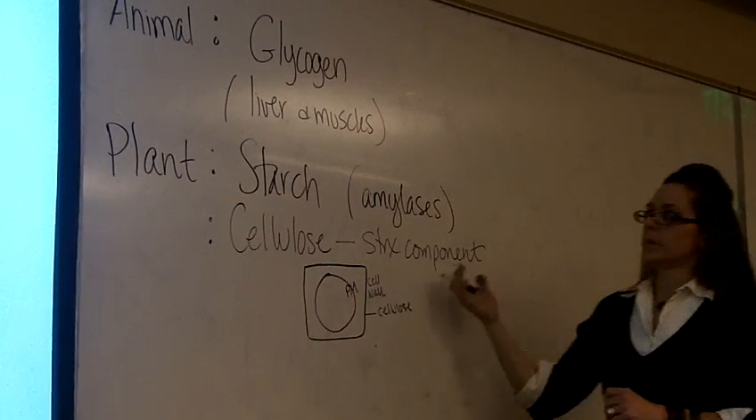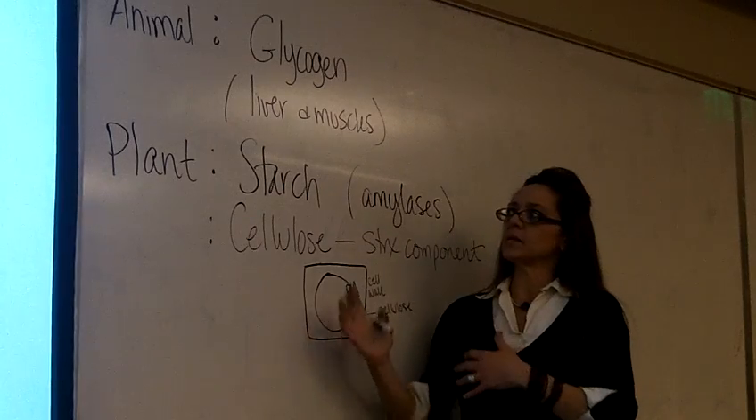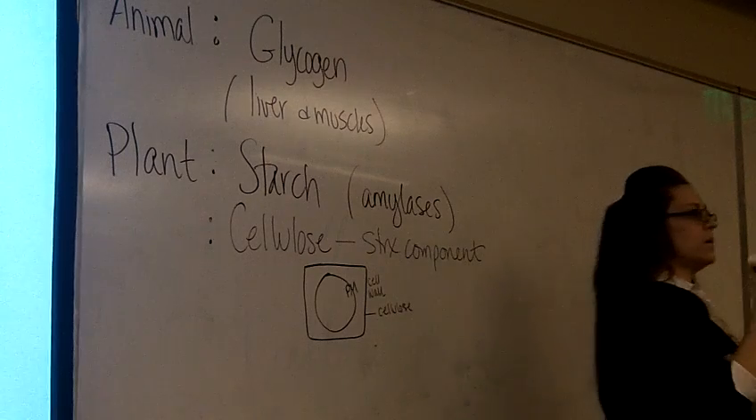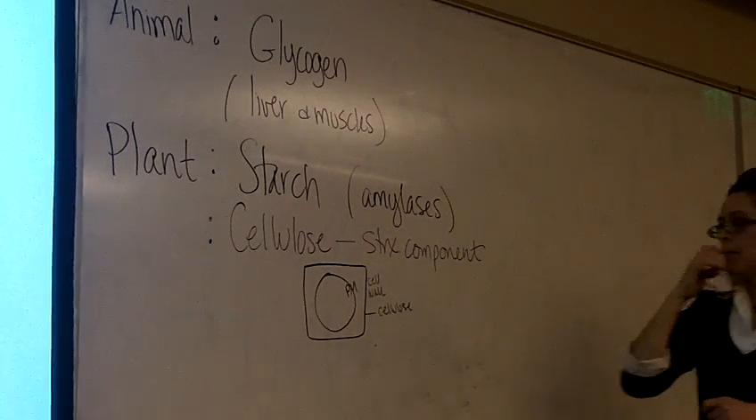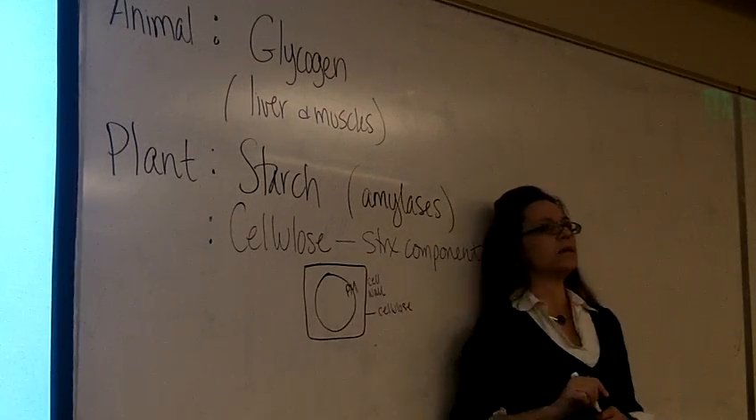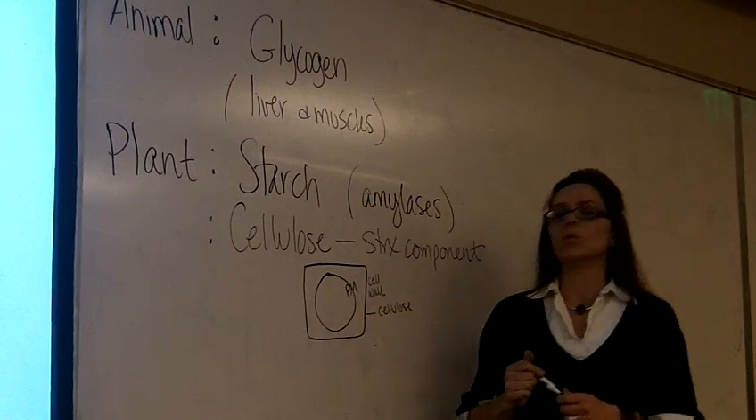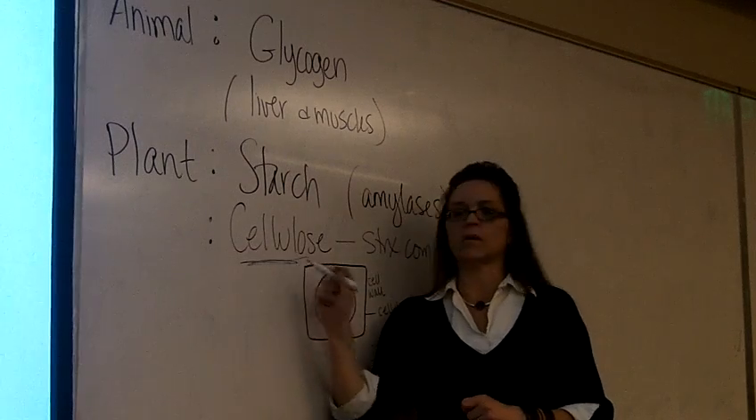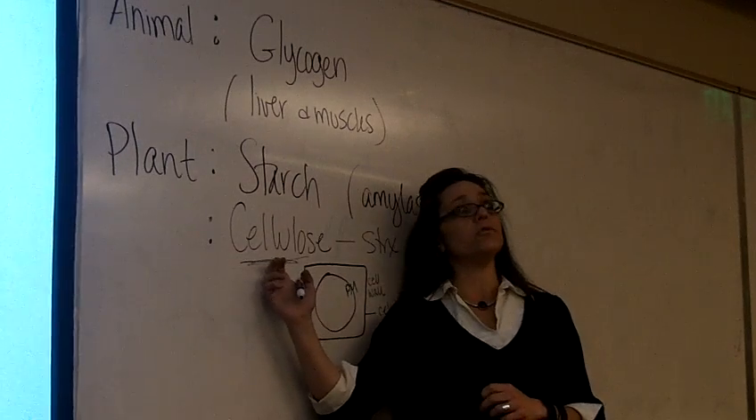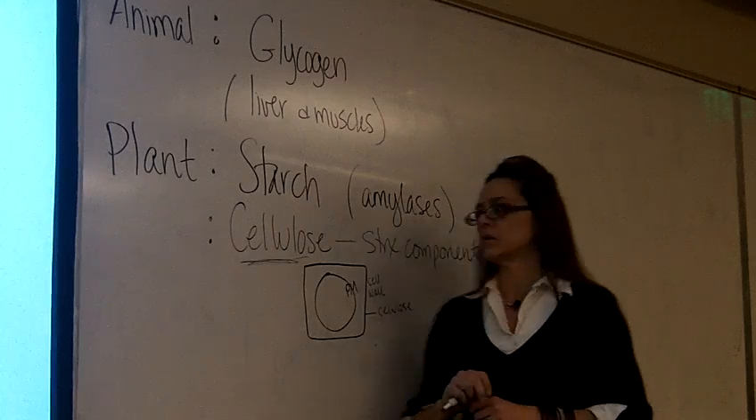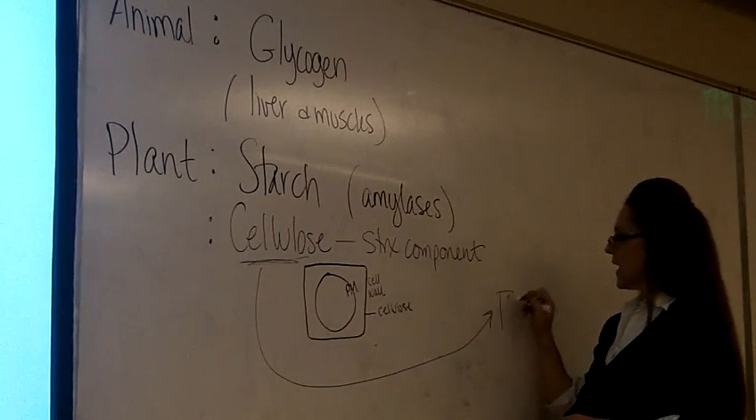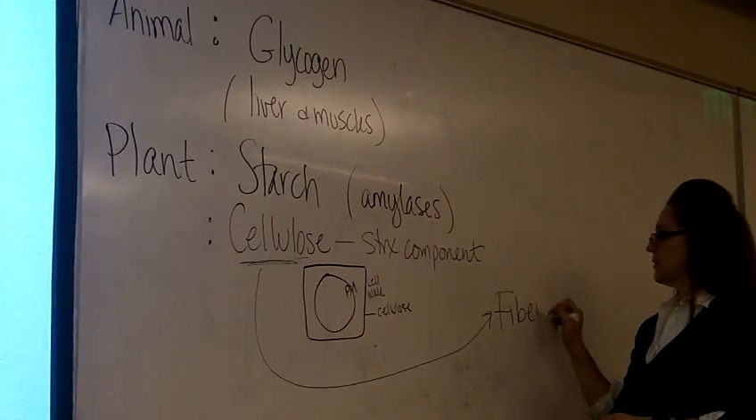Now, the problem is when we go to eat plants, again, we have enzymes that can take the starch, break it down, and we get glucose from that. But we don't have enzymes that break down cellulose. So when we eat plants, we can't do anything with this cellulose. We can't tap into the nutrients that are in that cellulose. Instead, we're going to use that cellulose as fiber.